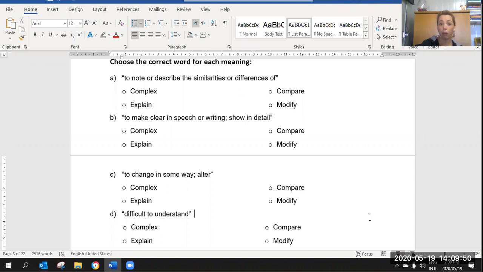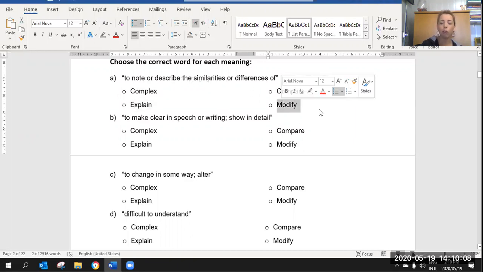So this was a vocabulary exercise, grade 5s, to build your vocabulary, introduce you to some new words. So let's first look at the 4 words that I gave you as an option at each question. These were complex, compare, explain, and modify. So those were your 4 words. Now let's look at the 4 definitions or explanations.